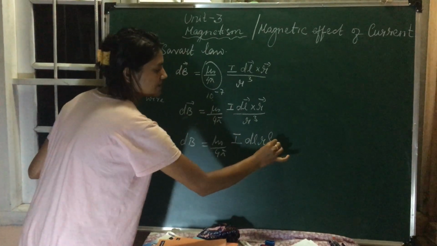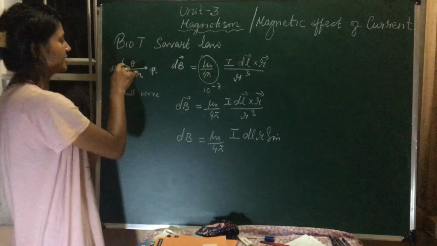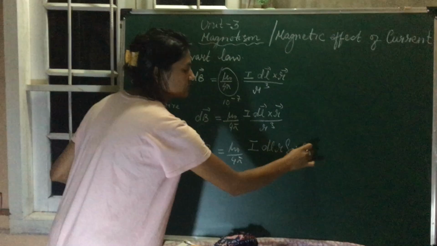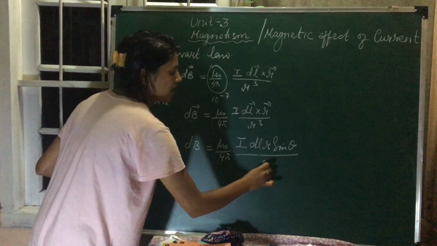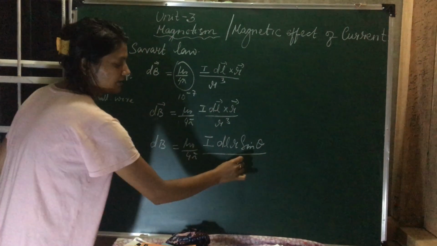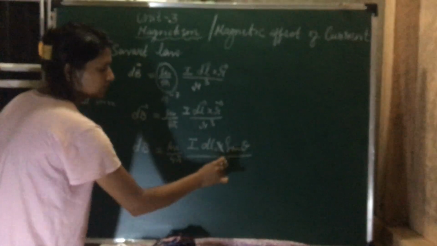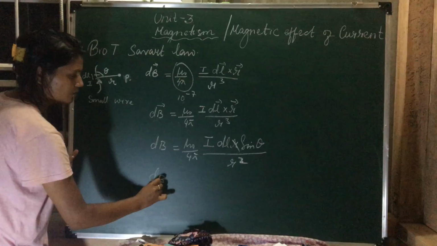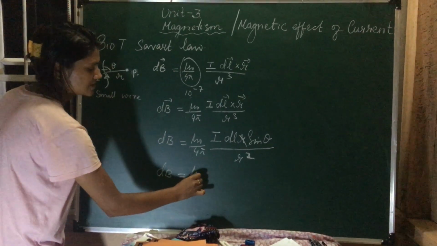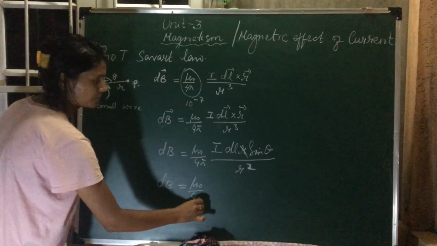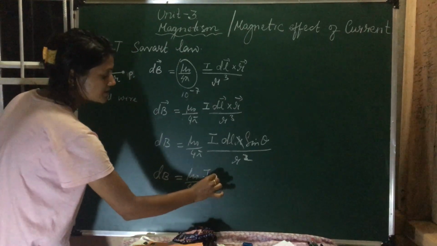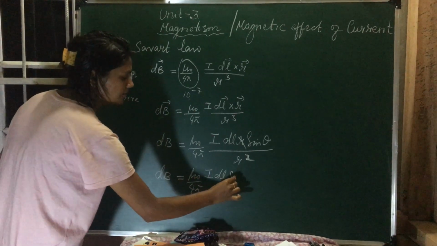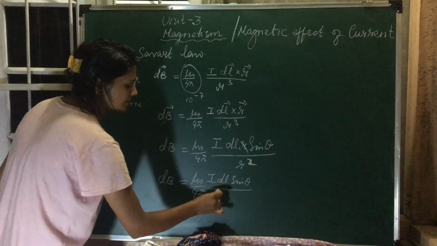dl and r, what is the angle between dl and r? It's theta. We have taken it over here, right? R cube, right? Then r cube and r, one will cancel out, what will remain? R square. So in the book you have written, you had seen this way also. However, it carries the same meaning. Sin theta by this.